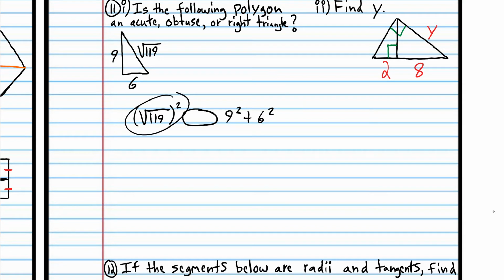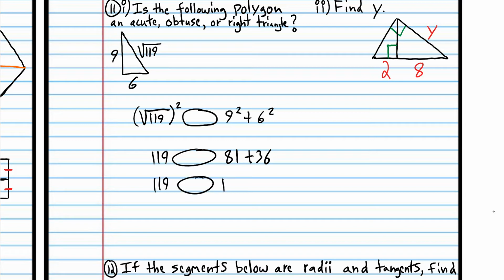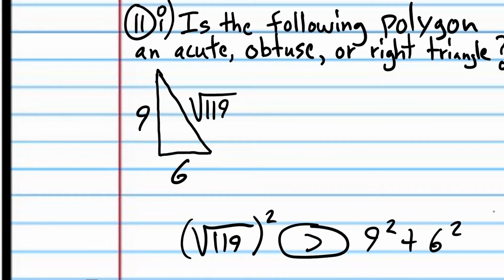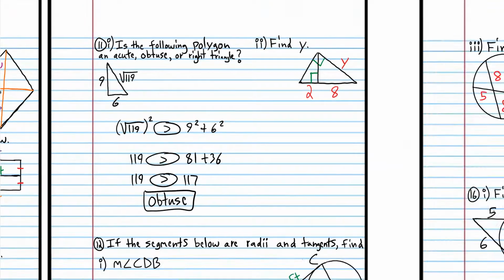So if you square a square root, you just get rid of the square root. We're left with 119. And then we have 81 plus 36. And 81 plus 36 is 117. So we see that this value is greater than, so we can write a greater than symbol there, which means that it's actually an obtuse triangle. Now, what does that mean to be an obtuse triangle? That means that this angle here is actually greater than 90. So an obtuse triangle has one angle that is greater than 90 degrees.